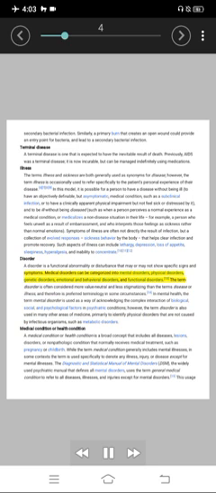Medical disorders can be categorized into mental disorders, physical disorders, genetic disorders, emotional and behavioral disorders, and functional disorders.